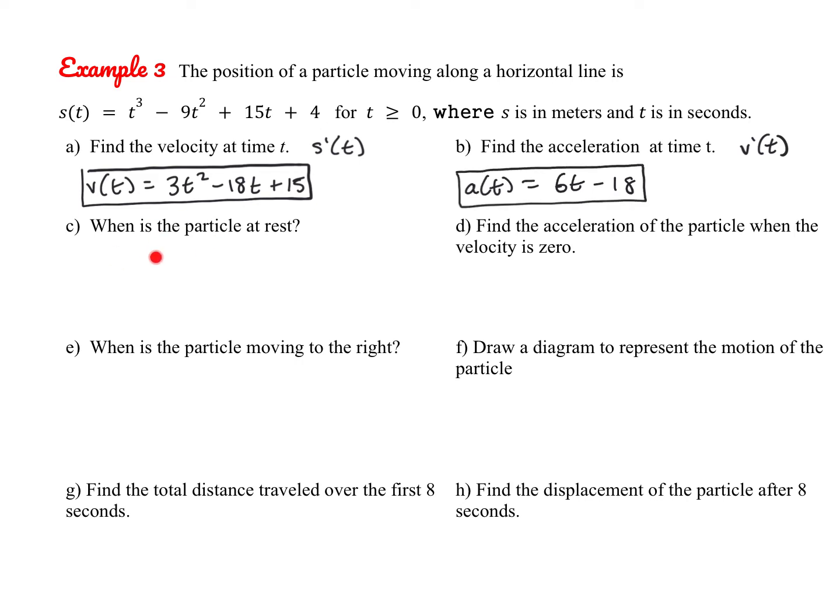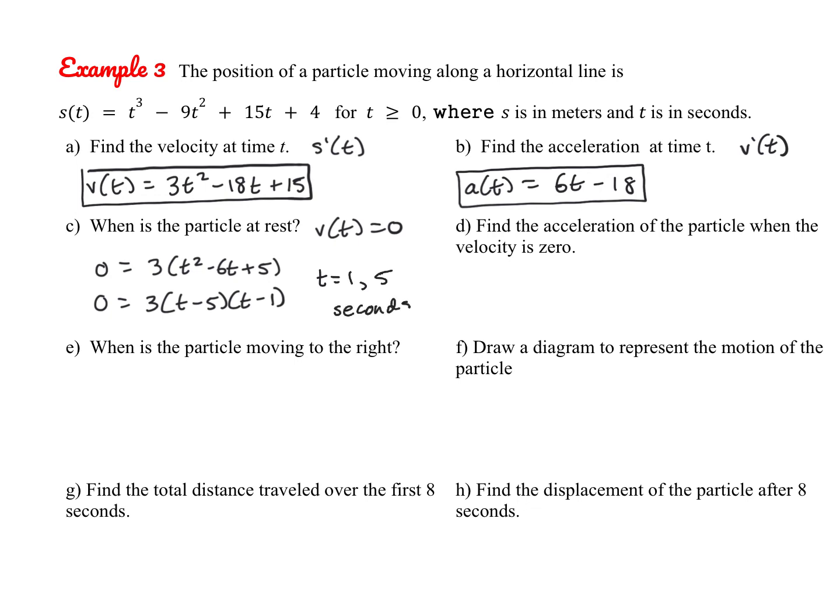All right, let's look at part C. So now we're going to find when our particle is at rest. And a particle is at rest when the velocity is equal to 0. So we can take our velocity function and set it equal to 0. So we have 3 times t squared minus 6t plus 5. So 3 times t minus 5 times t minus 1. So our velocity is 0 at 2 different times. T is 1 and 5 seconds.